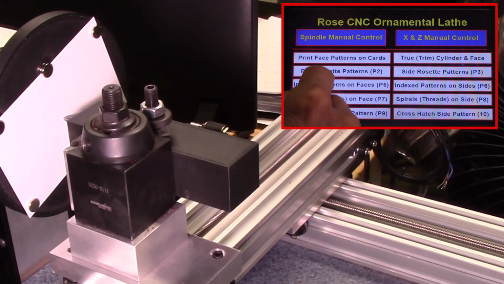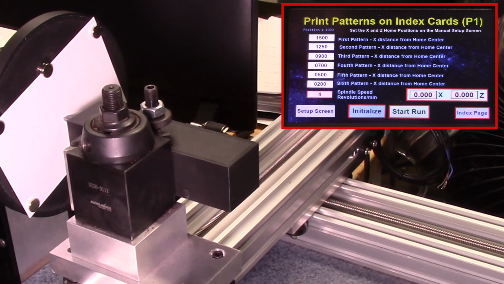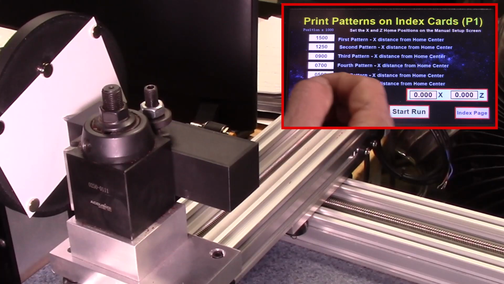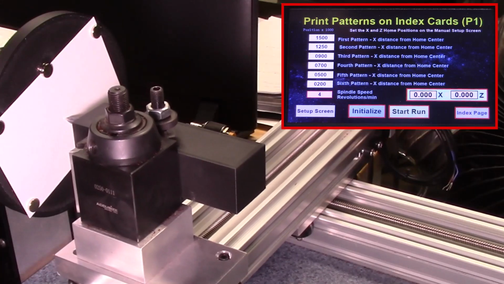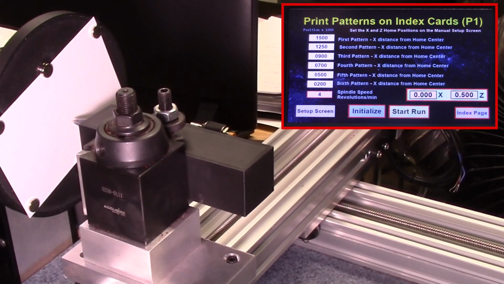Now I go back to my index page, go back to my print pattern face. Now there's 2 programs here. I have a start run and initialize. What the initialize does, it moves it away from the paper about 1/2 inch, and then when you start to run, it moves the pen in position and moves it in and starts your actual printing. So let me initialize it first. Okay, that moved away from the paper. Now we're all set to start our run.